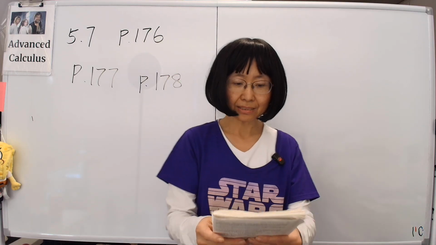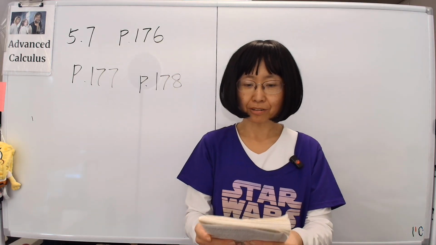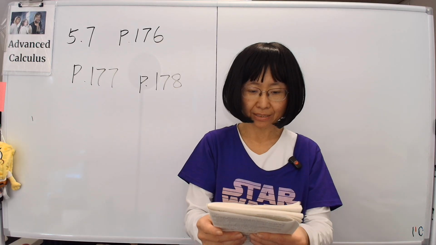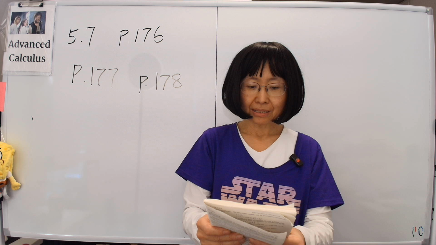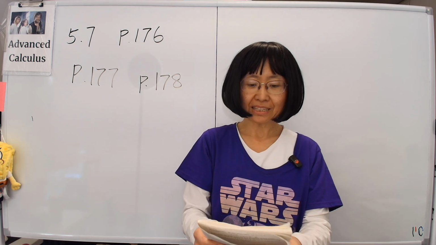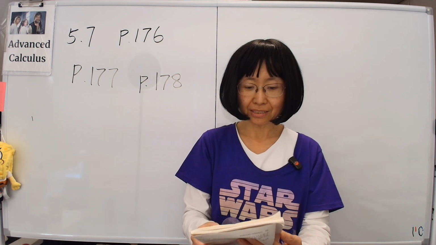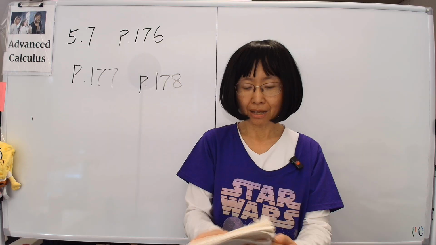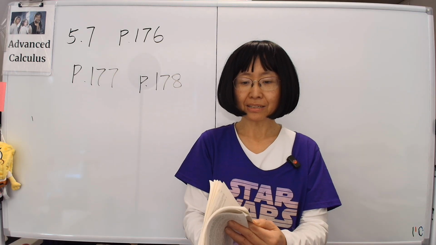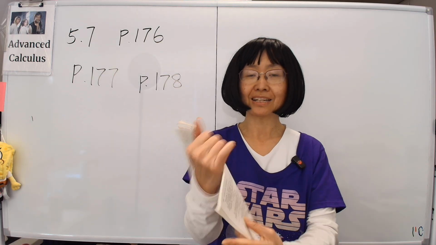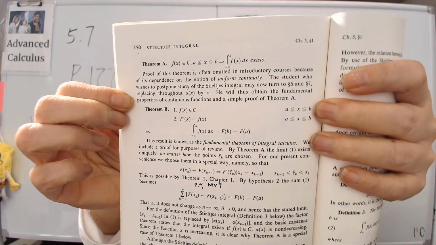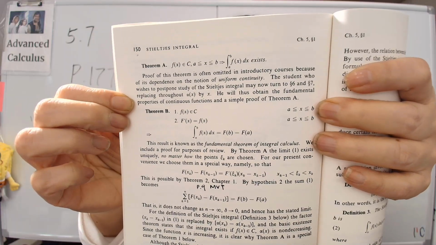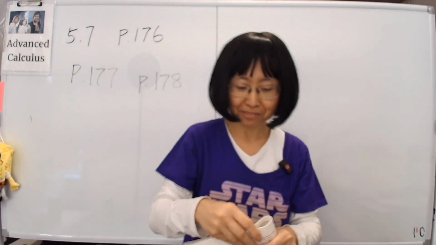Next, let's consider the Riemann integral on page 178. By theorem A, we now know that the Riemann integral of a continuous function exists. What was theorem A again? Theorem A just says what I just said. I will show you right now. Theorem A says if the function is continuous on a closed interval, then the Riemann integral exists. So that's what we have right now.